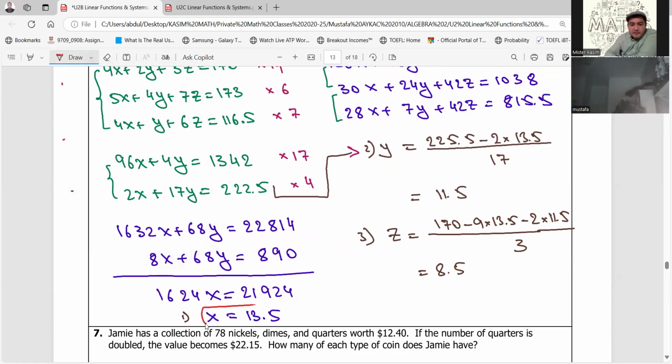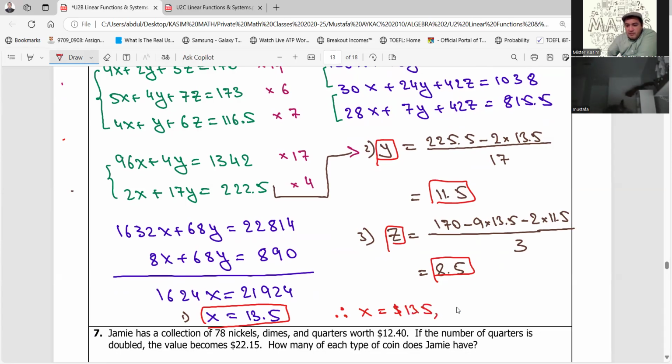So that is the value of x, that is the value of y, and that is z. Now the final step we can write here: general admission is $13.5, the adult ticket $11.5, and child tickets $8.5.